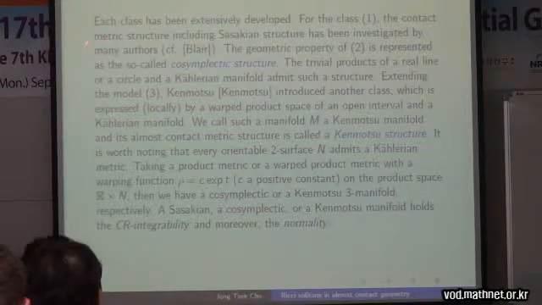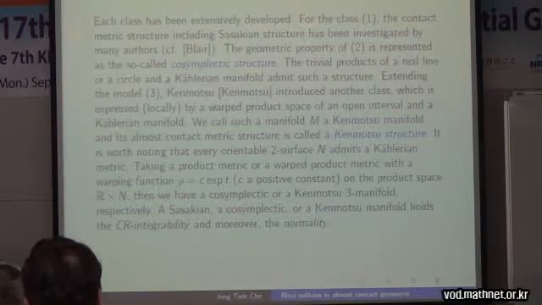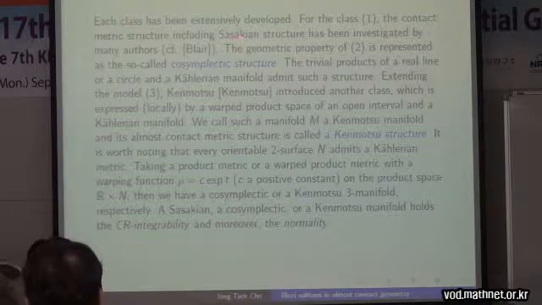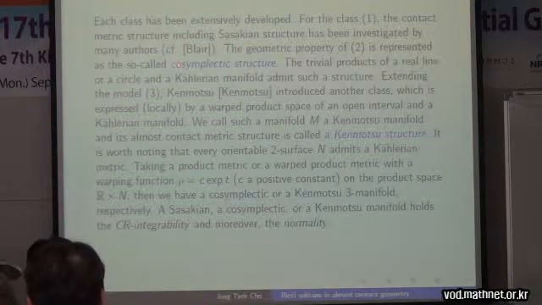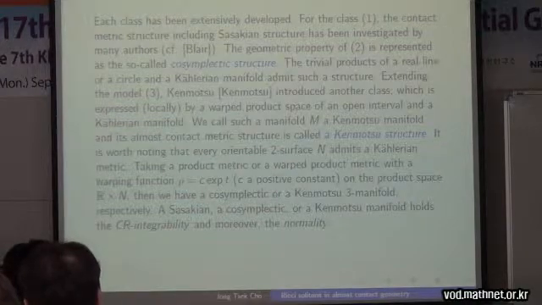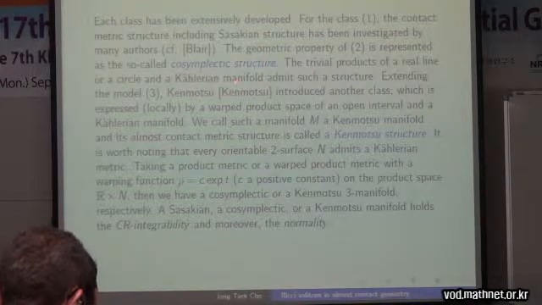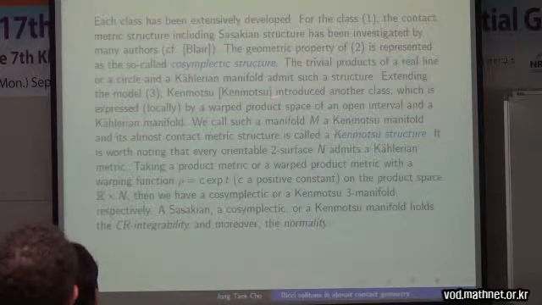Each of these three classes has been extensively developed. For class 1, the contact metric structure, including Sasakian structure, has been investigated by many authors. We may refer to Blair's text. And the geometric property of 2 is represented as the so-called cosymplectic structure. The trivial products of a real line or a circle and a Kähler manifold admit such a structure.